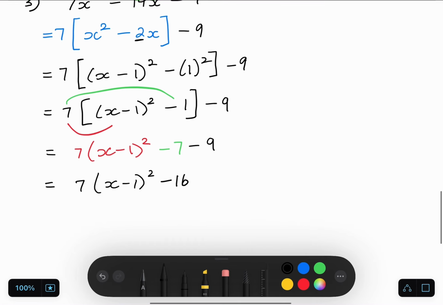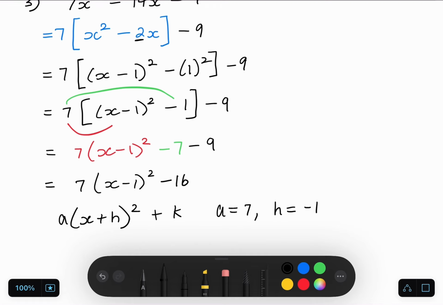So this is in the form, let's just recall the form again, a by x plus h squared plus k. In this case, a, the coefficient, is the coefficient of x squared, which is 7. h is minus 1. You need to put the minus 1 there because it wouldn't just be 1, it's going to be minus 1. You have to take the sign of it. So h is minus 1 and k is negative 16. And that's it.